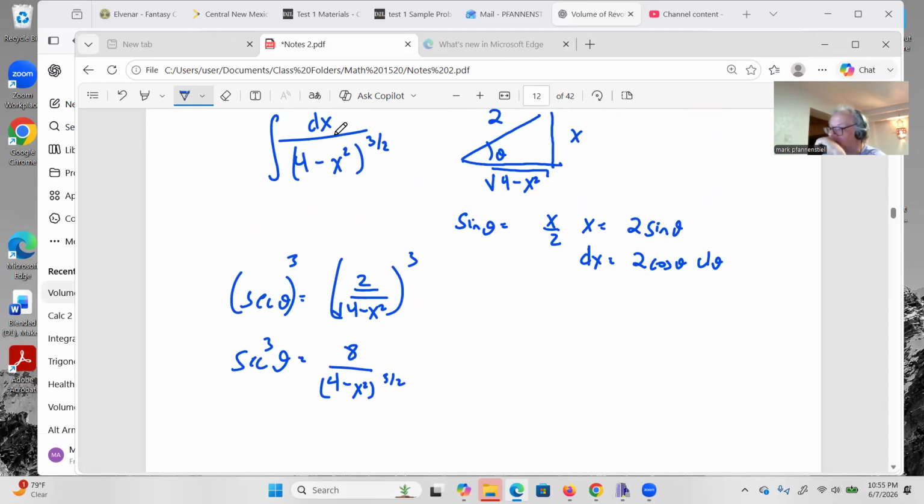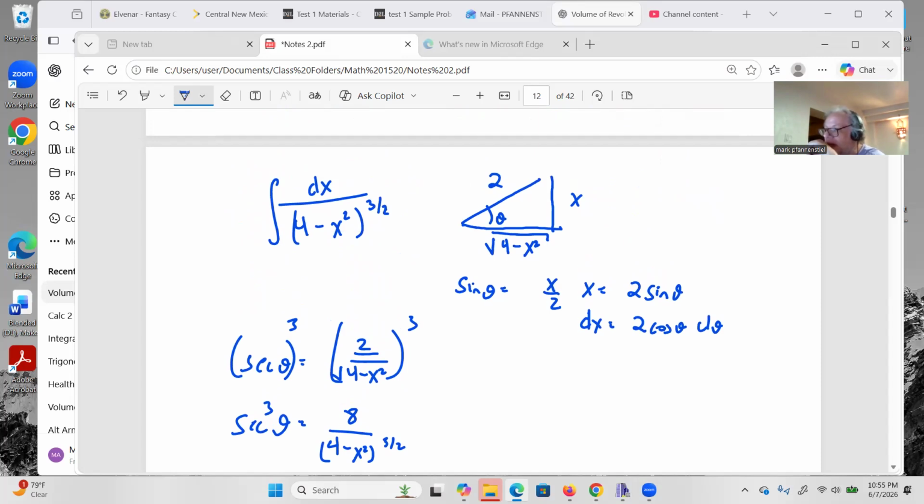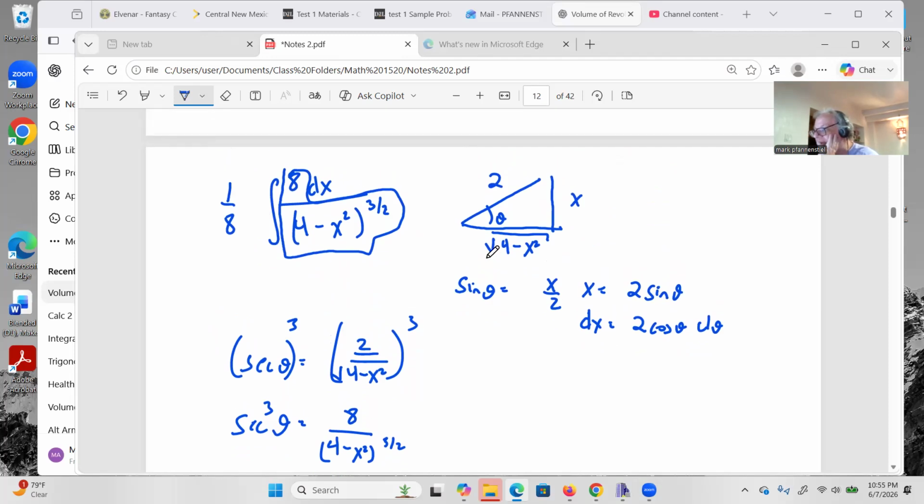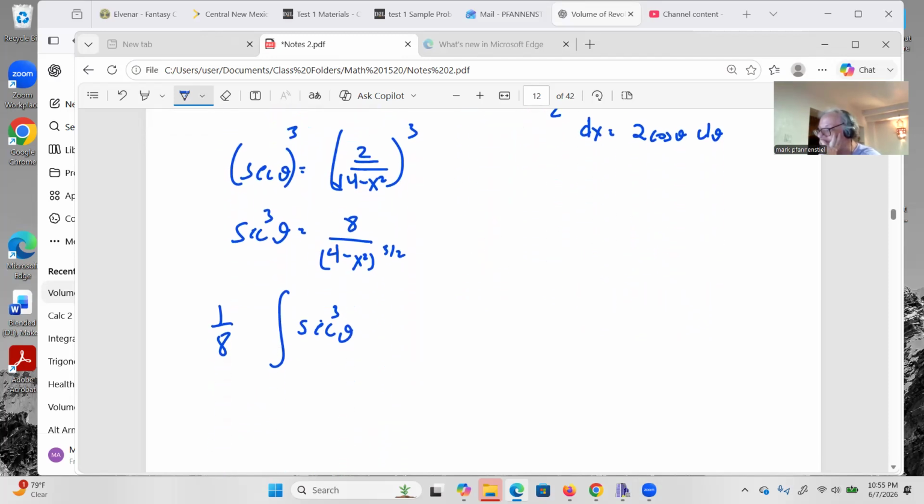So what I'm going to do is put an 8 here and a 1 over 8 there. So now this 8 over 4 minus x squared raised to the 3 halves, that is my secant cubed. So we're going to have 1 over 8 integral of secant cubed theta. Okay, what is my dx? Well, my dx is going to be 2 cosine theta d theta. So we have our 2 cosine theta d theta.